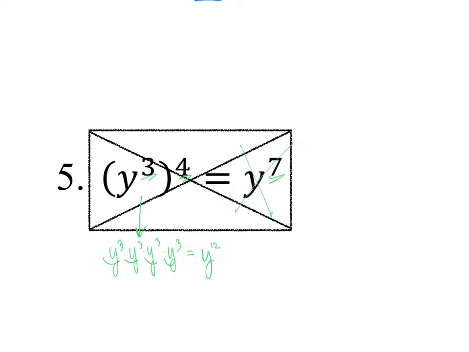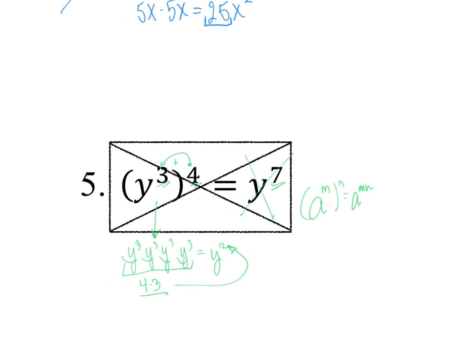So I think the mistake that they made is they just added the 3 and 4 together, but they were actually supposed to multiply, because you can see we have 3 y's 4 times, so 4 times 3. That's why we had to get 12. So some of you guys might know that a power raised to another power, we have to multiply the exponents together. So that's an exponent rule.